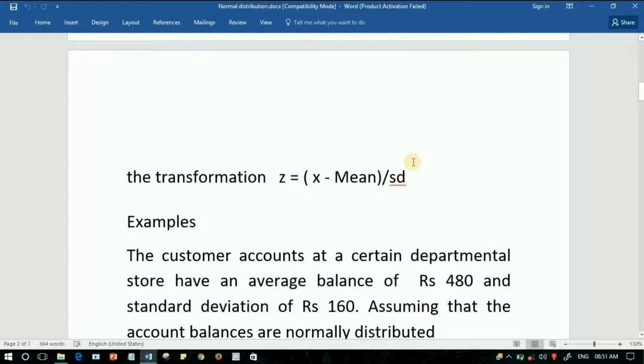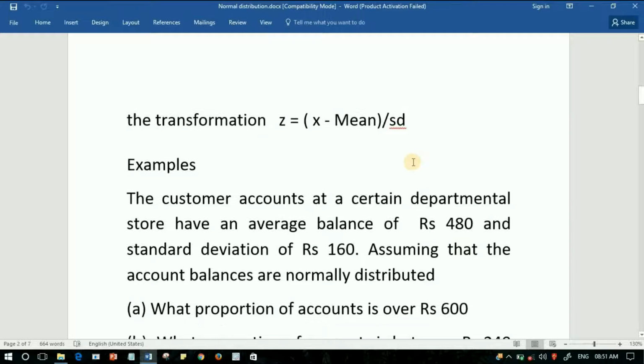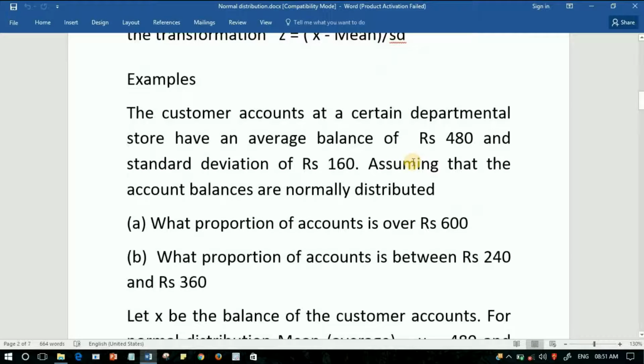Example: the customer accounts at a certain departmental store have an average balance of rupees 480 and standard deviation of rupees 160. Assuming that the account balances are normally distributed, what proportion of accounts is over rupees 600? What proportion of accounts is between 240 and 360?